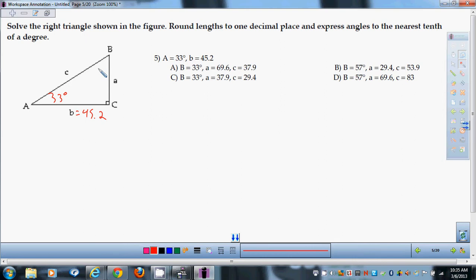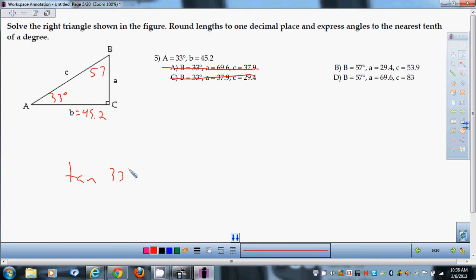57. Very good. Now, that immediately crosses off answers A and C. Now, from here, I think I heard somebody say tangent. Okay, you can pretty much use whatever you want as long as you set it up correctly. Tangent of 33 degrees equals opposite over adjacent.